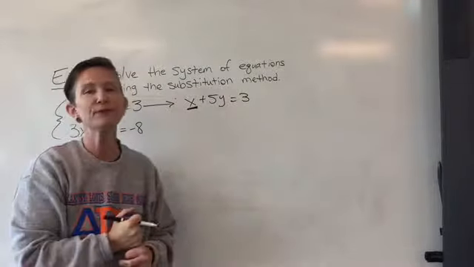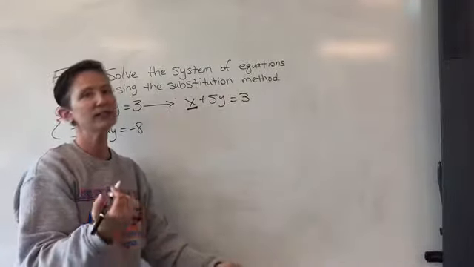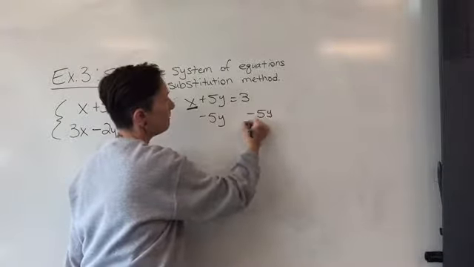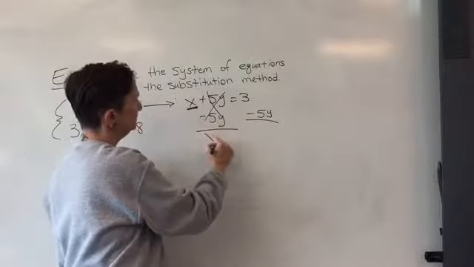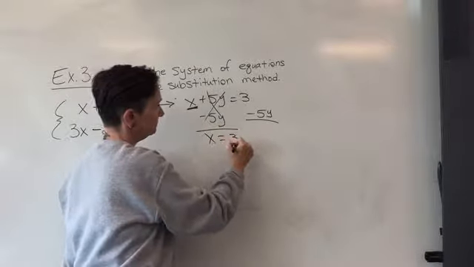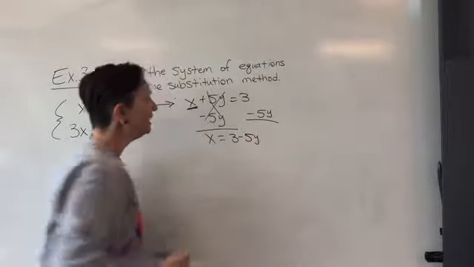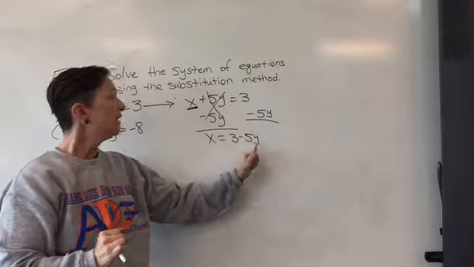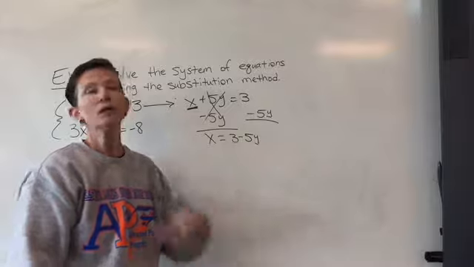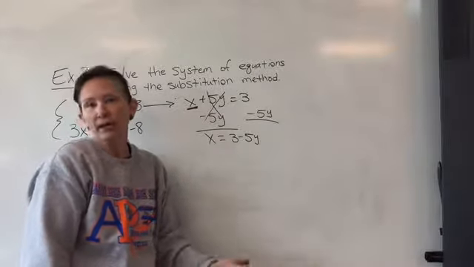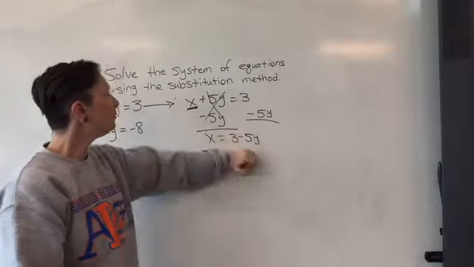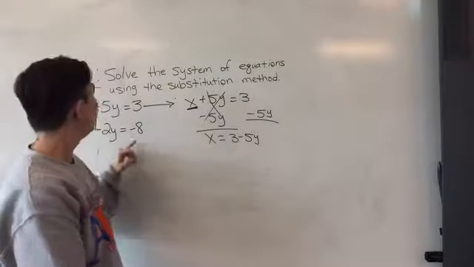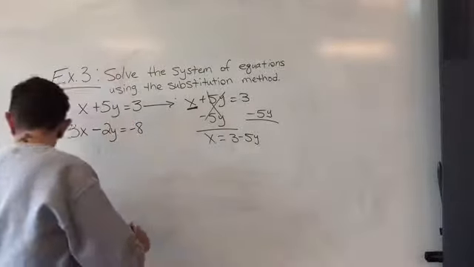If I want to solve this for x, I just have to move the 5y to the other side. So I can subtract 5y from both sides. And I get a new equation of x equals 3 minus 5y. It's okay to put your variable second. You don't have to, but you can if you want. So now that we have our x equals 3 minus 5y, I'm going to substitute this in.